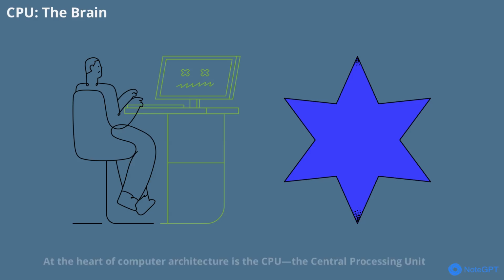The heart of computer architecture is the CPU, the central processing unit. This is the brain of your computer, responsible for performing calculations and executing instructions. Every time you open an app, type a message, play music, or watch a video, the CPU is hard at work, processing instructions step by step. It's the decision maker, ensuring that every task is handled efficiently and accurately, making your digital experience seamless.